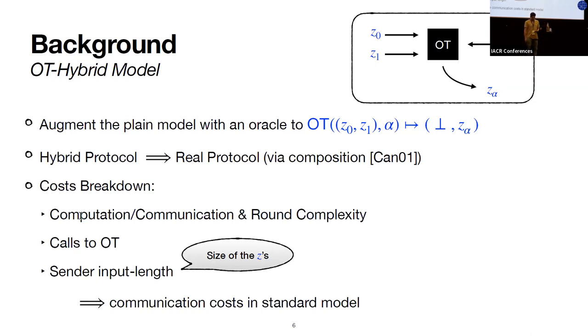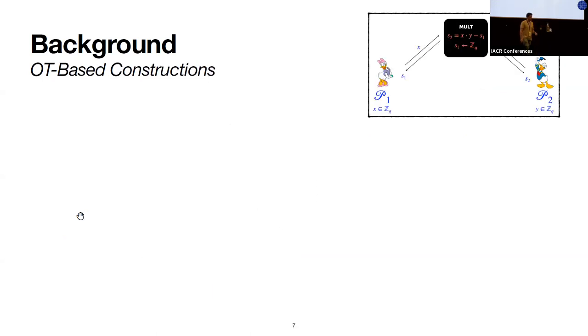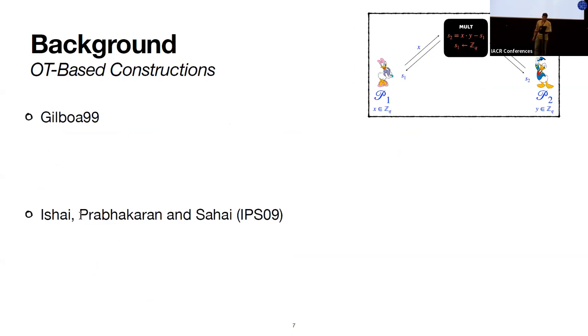Okay. So in the rest of the talk, I'm going to refer to this cost as a communication cost, even though this is a misnomer in the OT hybrid model. Good. Okay, so what do we know about OT-based multiplication? As far as I know, there are two templates for OT-based multiplication, one by Gilboa and one by Ishai and others.